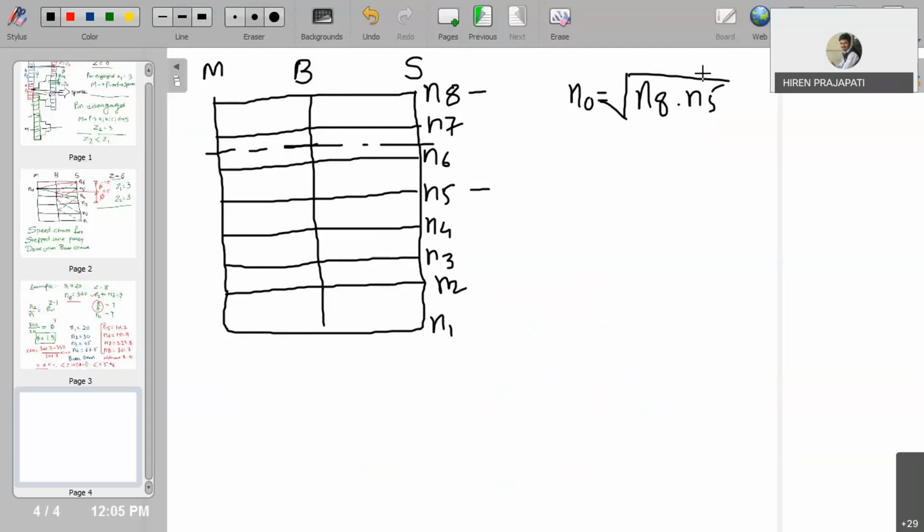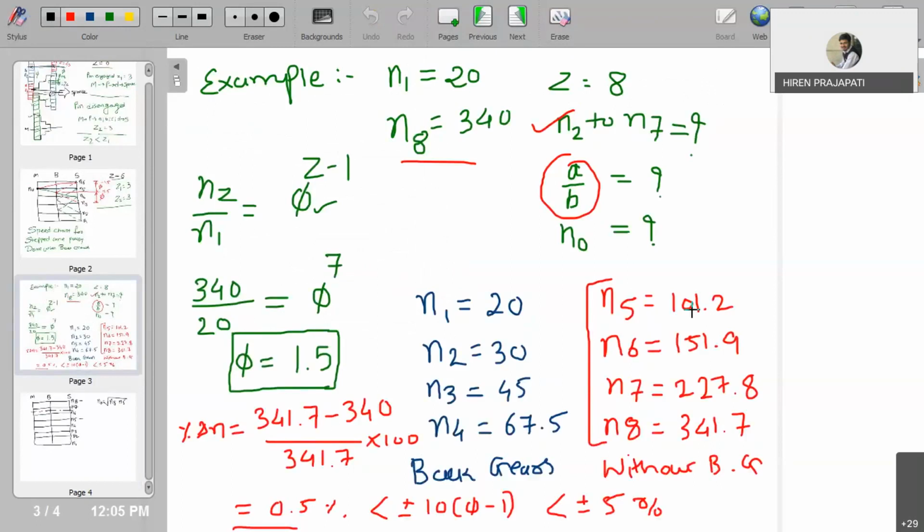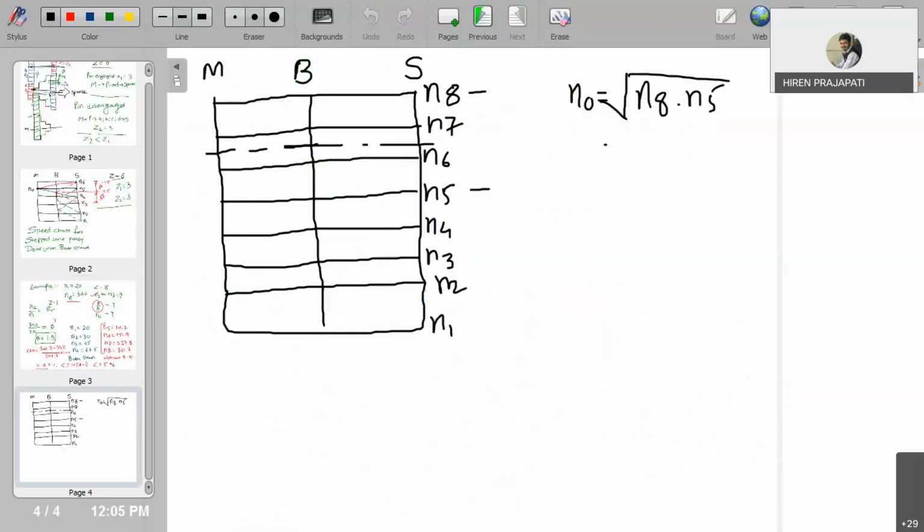Okay, so if you find N5 and N8, in the previous slide we have that N5 is 101.8, and N8 is 341.7. If you find that, then you will get N0 equals 186 RPM. If a standard motor is available with this RPM, then you can directly connect that motor, right? If not available, then you need to use another belt drive to reduce RPM up to 186, right? So we assume that this is N0, which is available, which is 186, right?